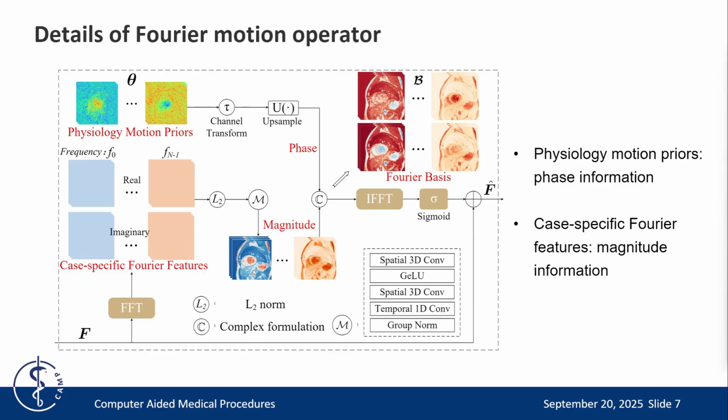The detailed structure of FMO is as follows. We can see that there are two parts, including the physiology motion priors, which serve as phase information. For the case-specific information, it serves as the magnitude part, and we combine these two parts into the final Fourier basis. And the reconstructed spatial feature f hat is supplied with more temporal consistency information because we introduce the physiology motion priors.